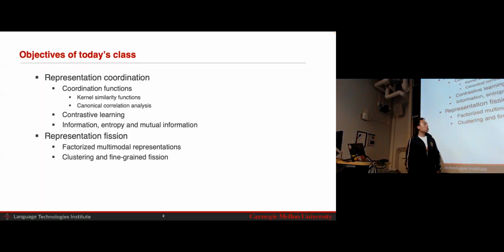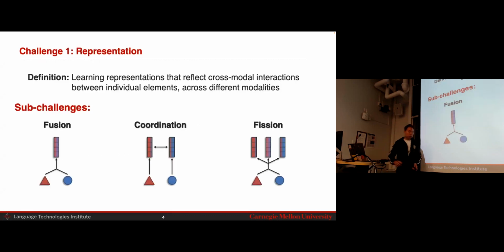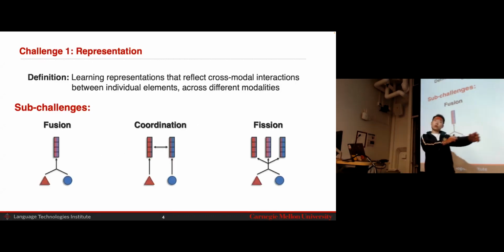All right, so today we're going to continue our discussion on representations. We saw fusion on Tuesday. Today we're going to continue talking about coordination and fission. So recall representation is the first challenge we're going to talk about in multimodal.